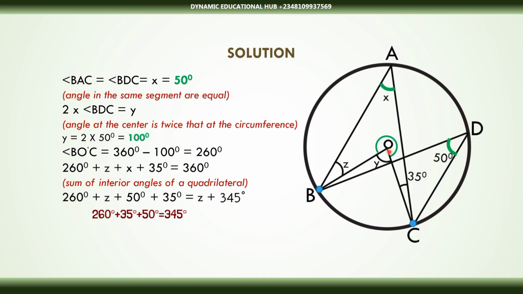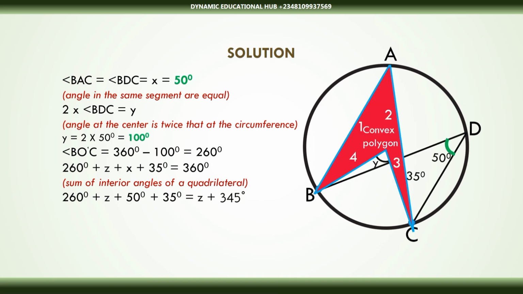The next thing is to find the value of z plus 345 degrees. We know that when we add all these angles together, we are getting 360 degrees. So that makes it z plus 345 is equal to 360 degrees. Finally, our z will be 360 degrees minus 345 degrees, and that is 15 degrees.